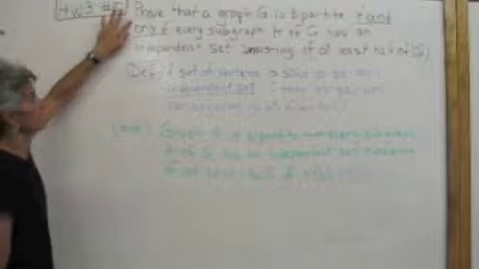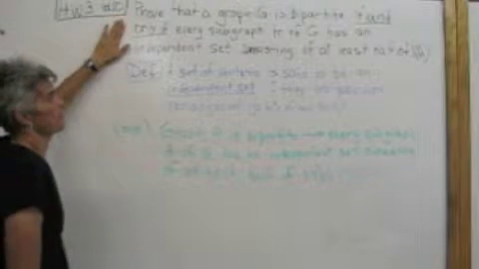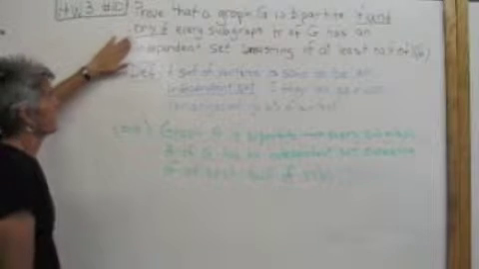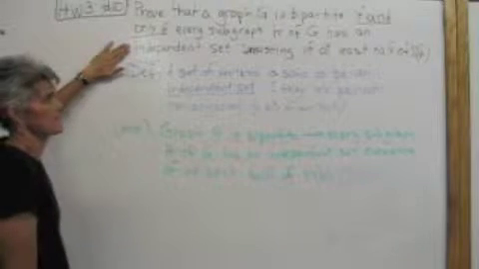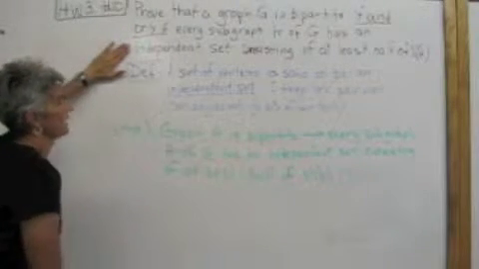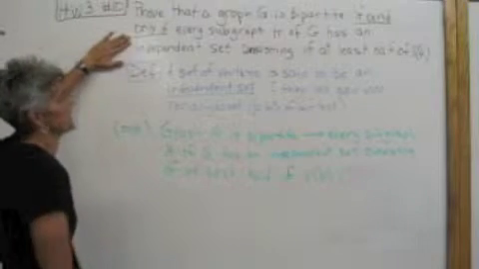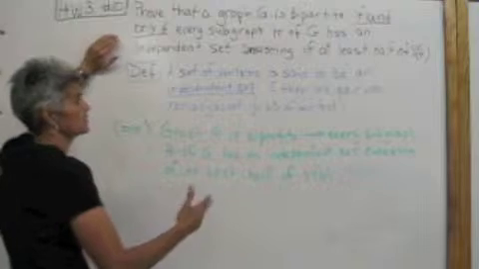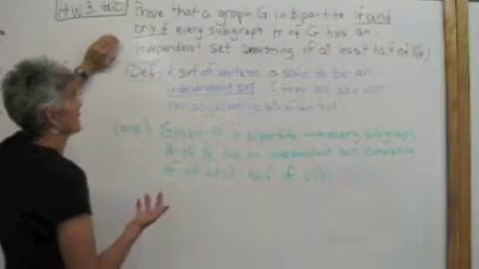Problem number 10 says, prove that a graph G is bipartite if and only if every subgraph H of G has an independent set consisting of at least half of the vertices in H. You'll notice this is an if and only if statement, so we're going to be proving this statement to be true, both forward and backward.